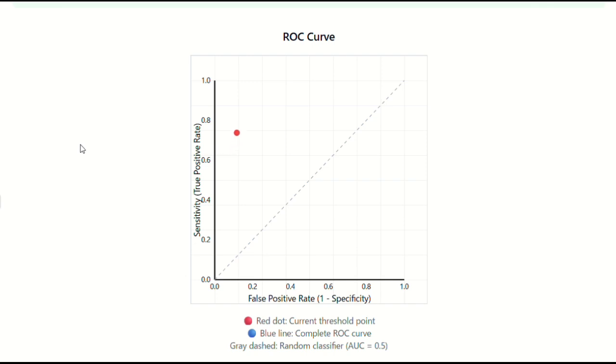A perfect test would shoot straight up to the top left corner and then across. A useless test follows the diagonal. To measure how good a test is overall, we calculate the area under the curve, or AUC. In most real cases, we only have discrete points. So we use numerical methods.